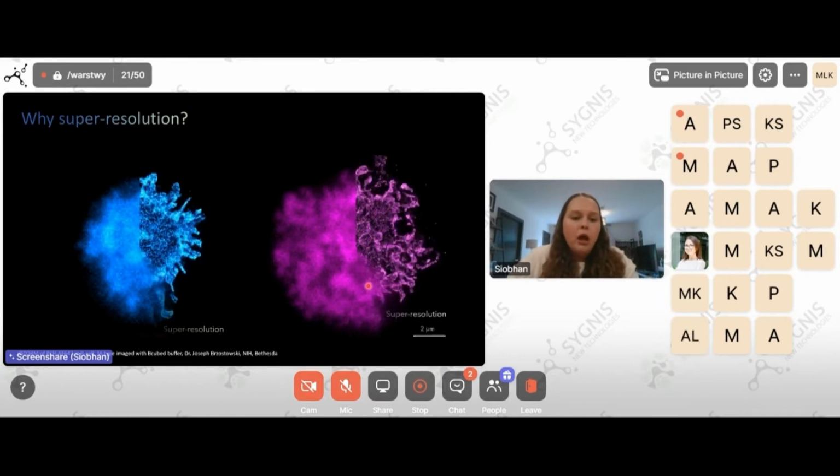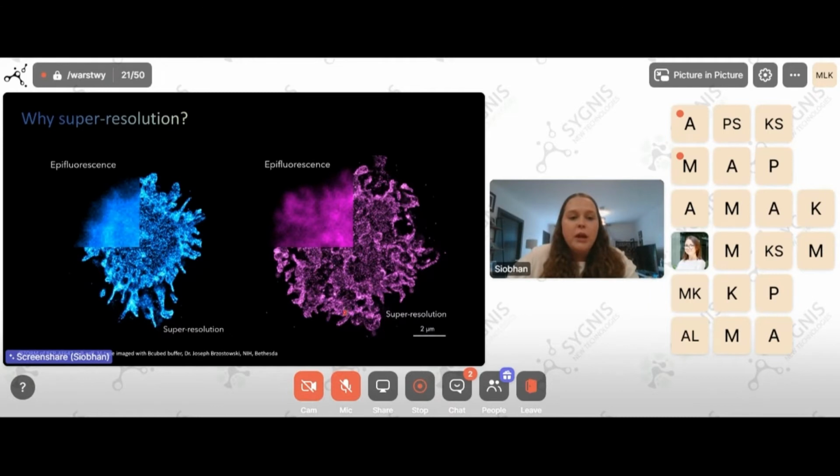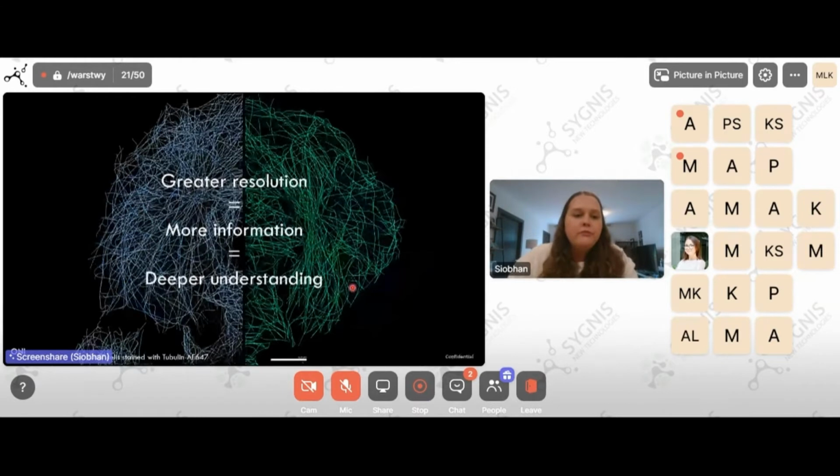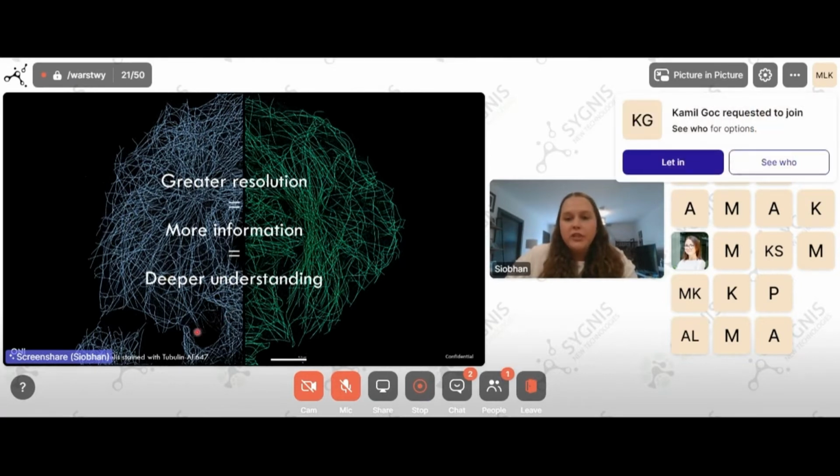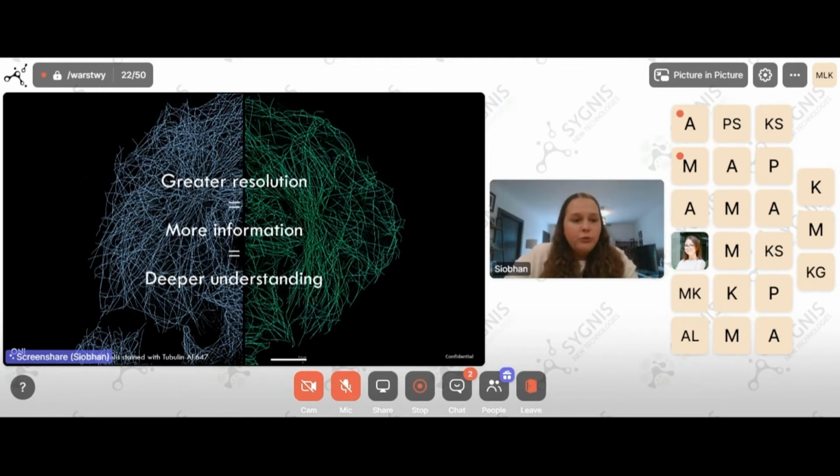If we were then to apply super resolution techniques, you can see a massive improvement in the level of detail that you can actually obtain. In comparison to epifluorescence, you can get a 10-fold resolution improvement. So you can really start to see an increased level of detail of the structures that you want to image. In general, we always say that having a greater resolution allows us to extract more information, and the more information you can extract gives you a deeper understanding of your samples and of the structures that you want to image. Overall, super resolution can be a very powerful technique.